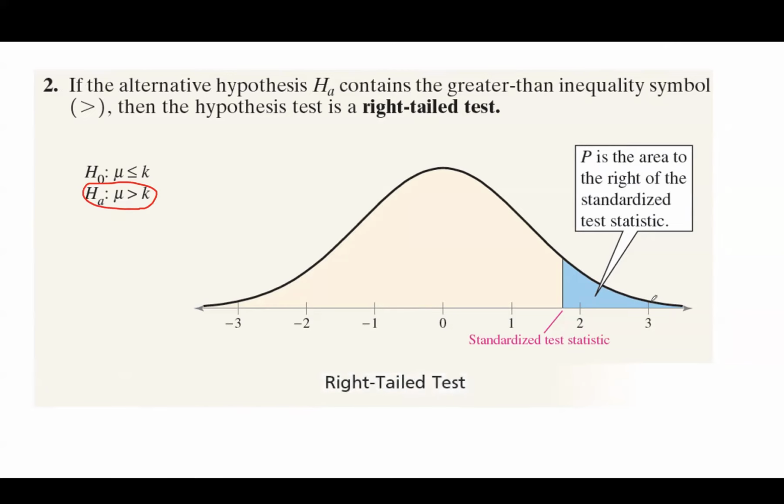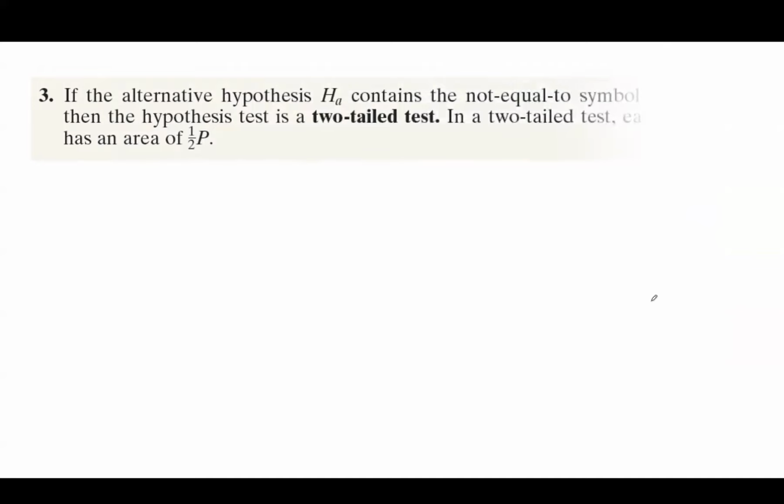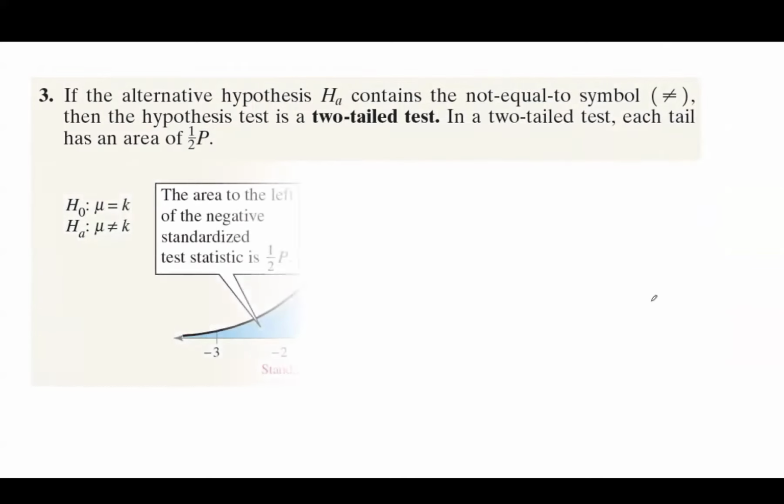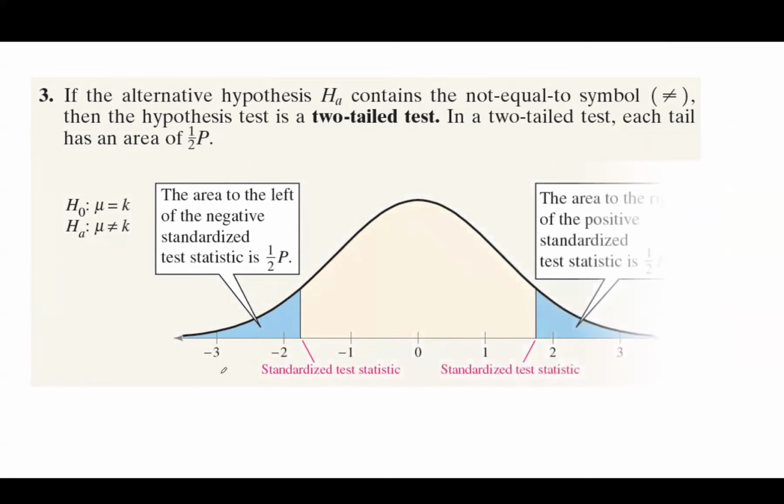And finally, if the alternative hypothesis includes not equal to, you have a two-tail test. It means that half of the p-value is on the left and the other half is on the right. After finding the standardized test statistic, you can find the area on the left, then multiply that by 2 to find the p-value. This is called a two-tail test.